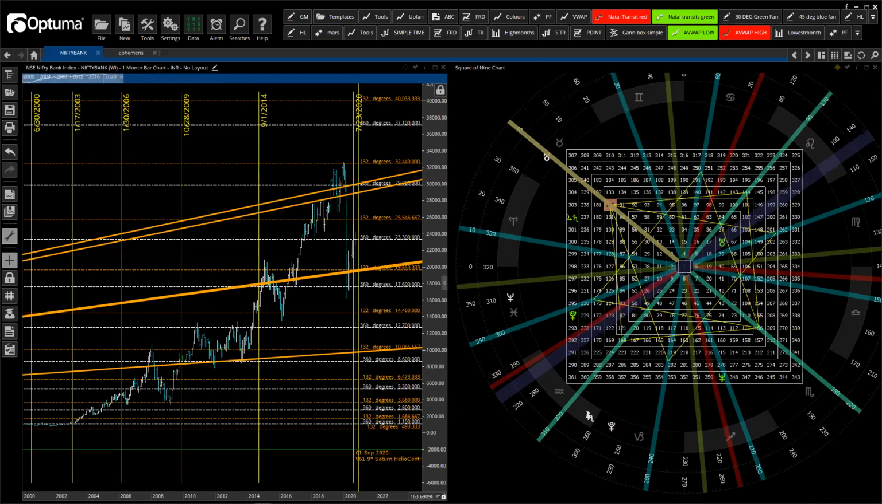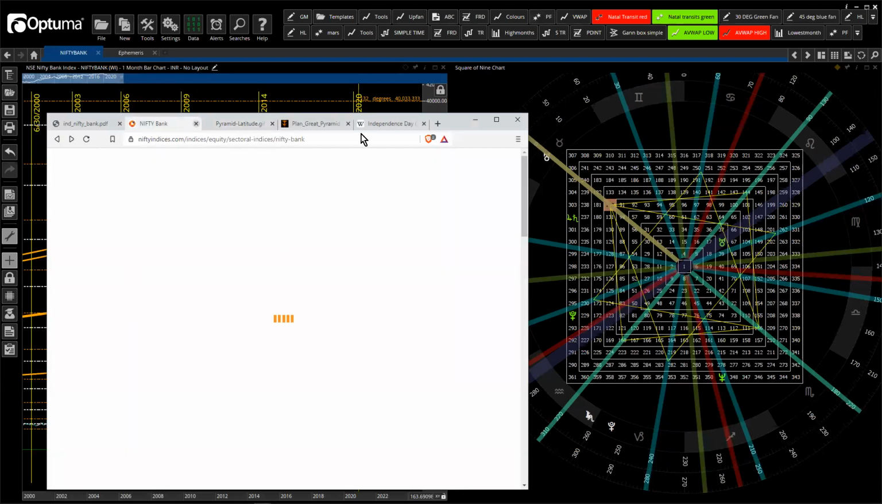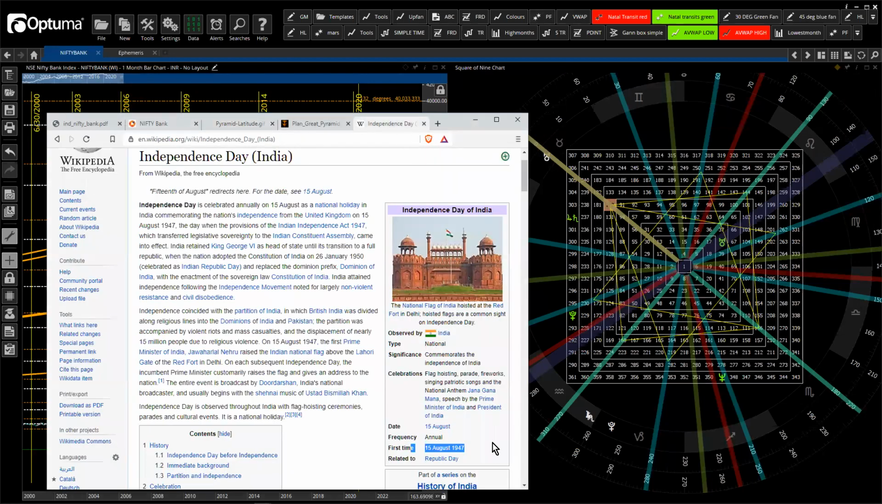It just means you're charting every day. So for the Nifty, we're going to be focusing on the natal date of the Indian independence. I'll pull up a web page real quick. Here we go. Got the Nifty. Independence Day is August 15th, 1947.